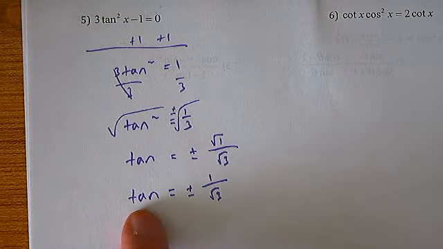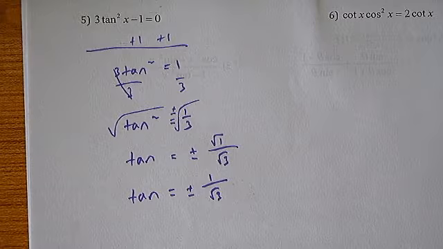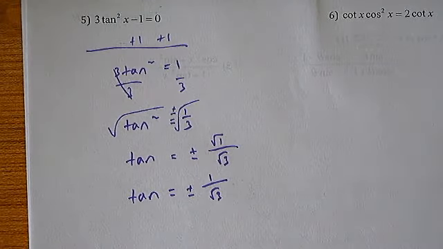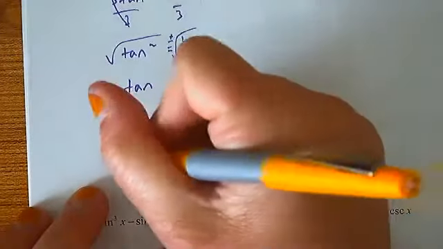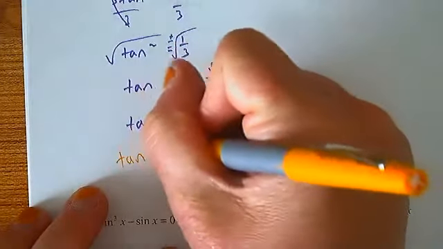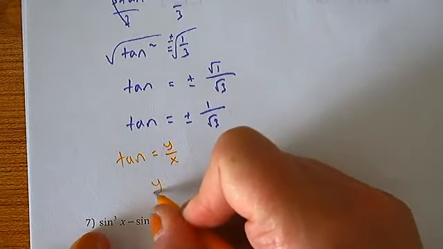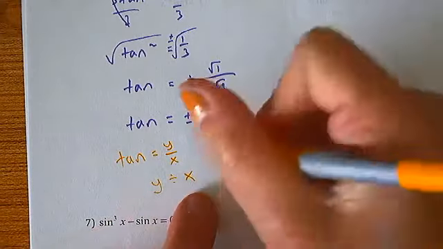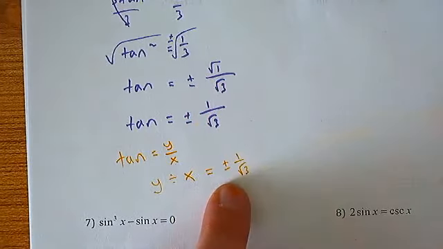Now, tans are definitely the hardest because if you remember, tangent is equal to y over x, or sine over cosine, right? So tan is equal to y over x. So that means I need to find on the unit circle, when I divide a y by an x, it should be equal to positive and negative 1 over root 3.